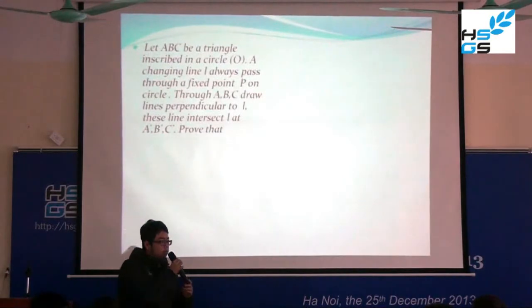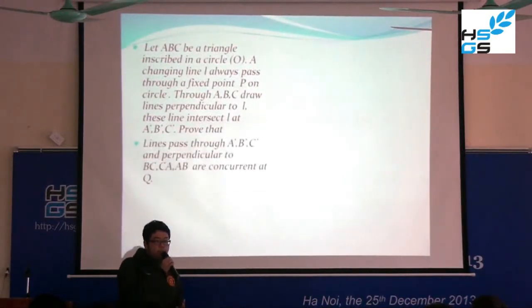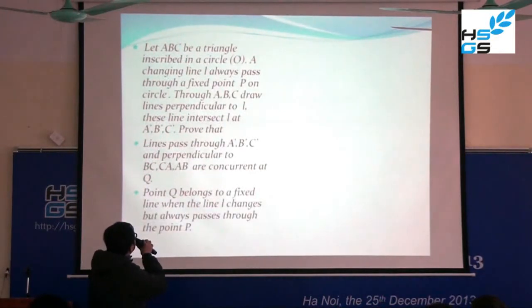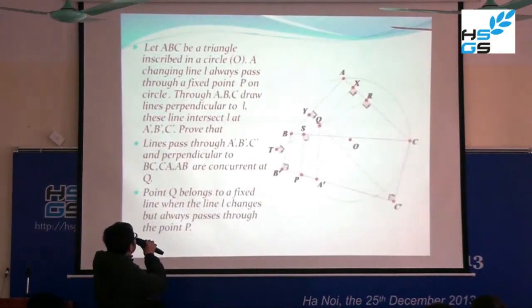First, we're going to talk about a basic problem. We will expand. Let ABC be a triangle inscribed in a circle O. A changing line L always passes through a fixed point P on the circle. Through A, B, C, draw lines perpendicular to L. These lines intersect L at A prime, B prime, and C prime.